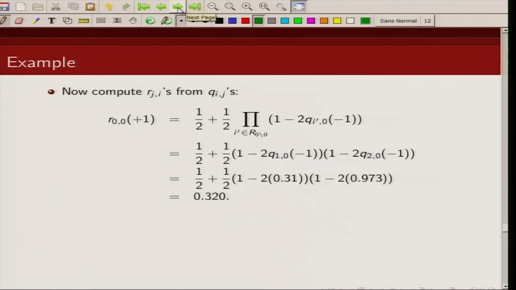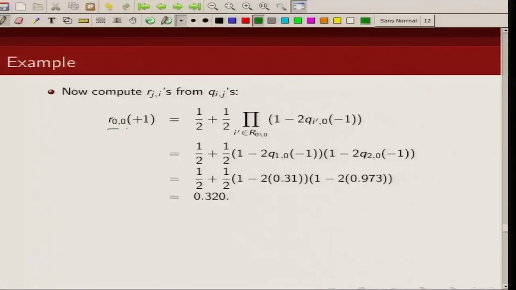So once we have computed this Qij, the next thing that we need to do is these parity check constraints are now going to check: given that the bit is 0, what is the probability that the parity check constraint is satisfied? Given the bit is 1, what is the probability that the parity check constraint is satisfied? And those are given by these Rij's, right? What is the probability that the 0th parity check constraint is satisfied given the 0th bit is +1? Now, what is that probability?